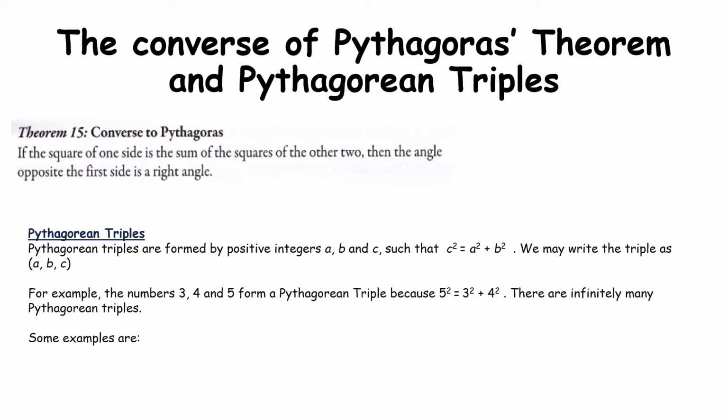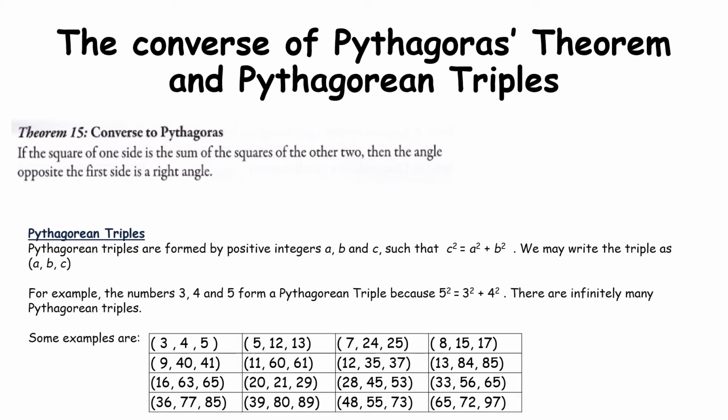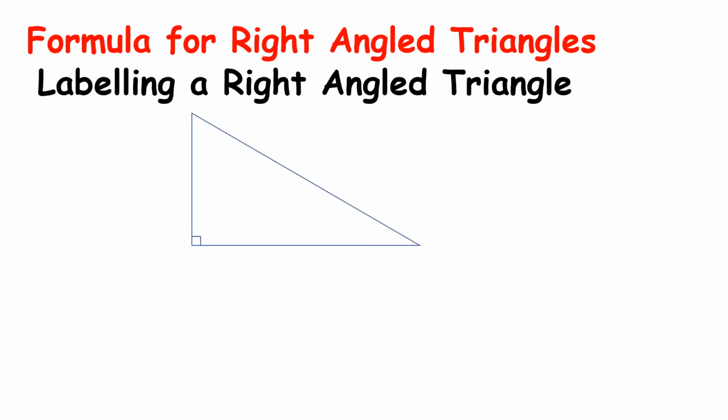So there are infinitely many Pythagorean triples, but here are some examples. Often as students work with trigonometry, they start to notice these Pythagorean triples, and they start to notice that when you have 3 and 4 and you're missing the hypotenuse, the hypotenuse will always be 5. So they start to see these patterns emerge. So we have 3, 4, 5, 5, 12, 13, 7, 24, 25, and so on.